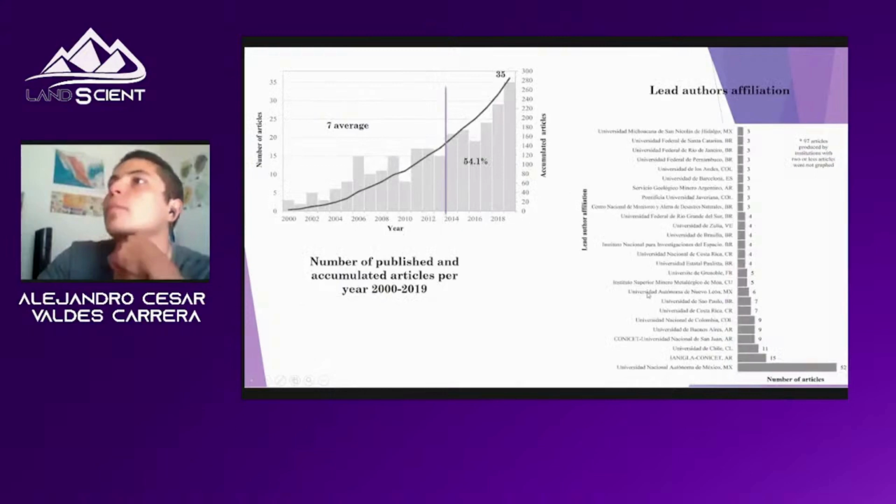Okay, about the number of published articles, almost 54% is concentrated in the last 6 years, and the average from 2013 was 7 per year. About the main affiliations: UNAM from Mexico, Yangla from Argentina, Universidad de Chile from Chile, CONICET, Universidad de Buenos Aires in Argentina, and Universidad Nacional de Colombia.